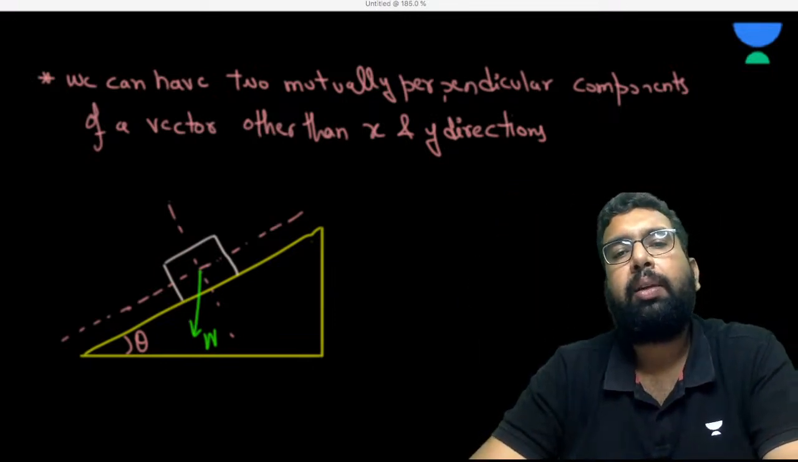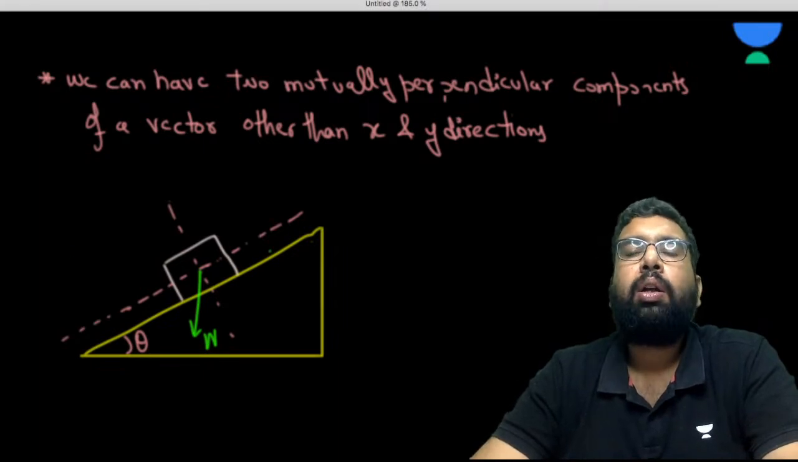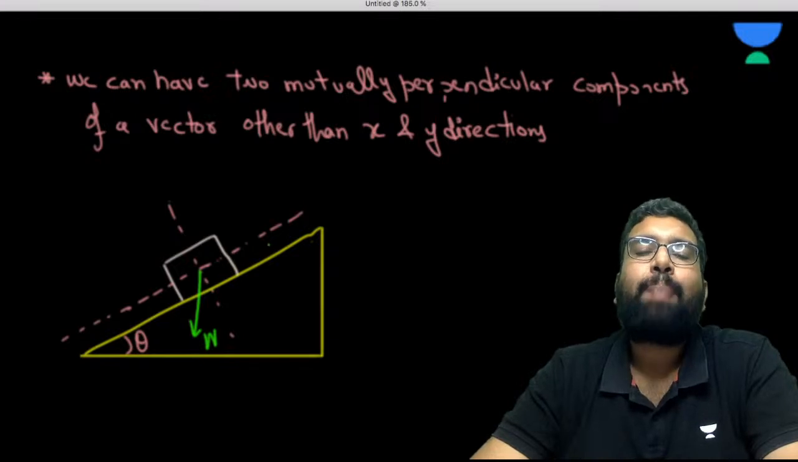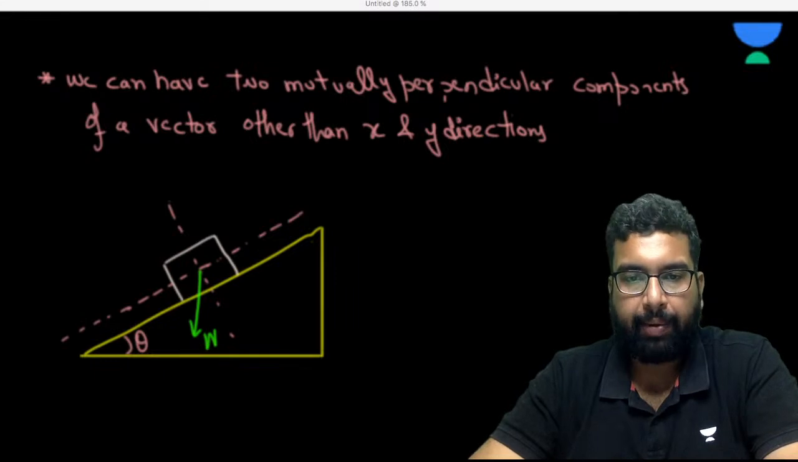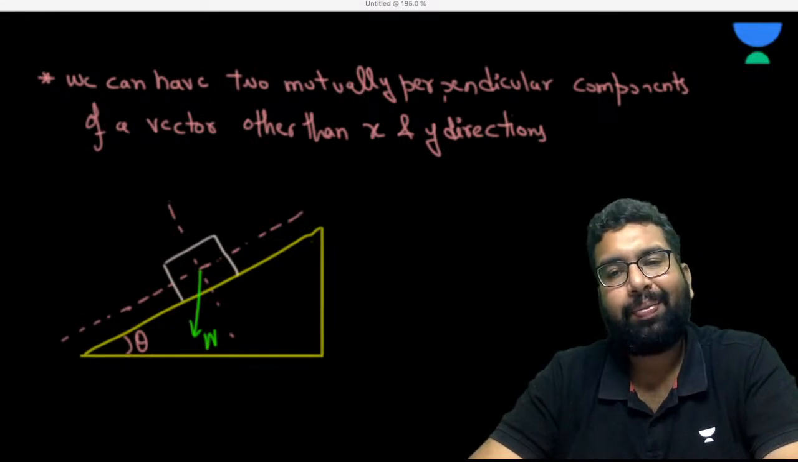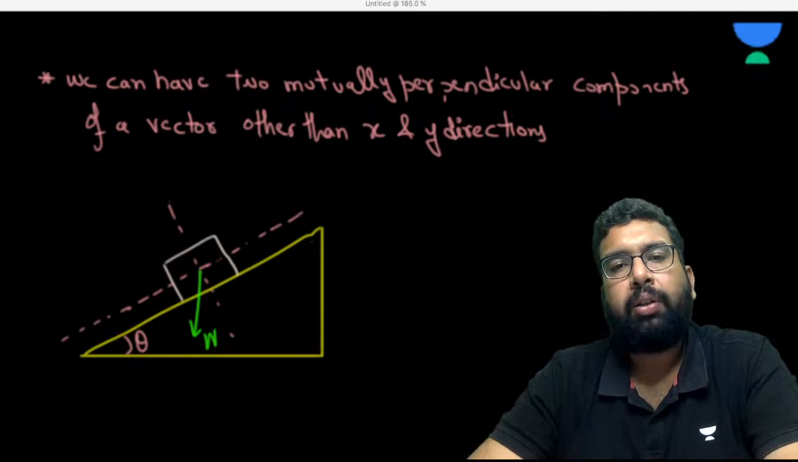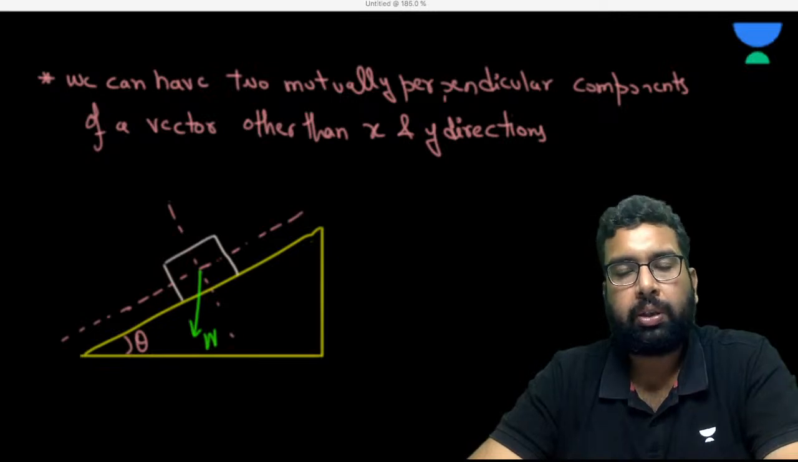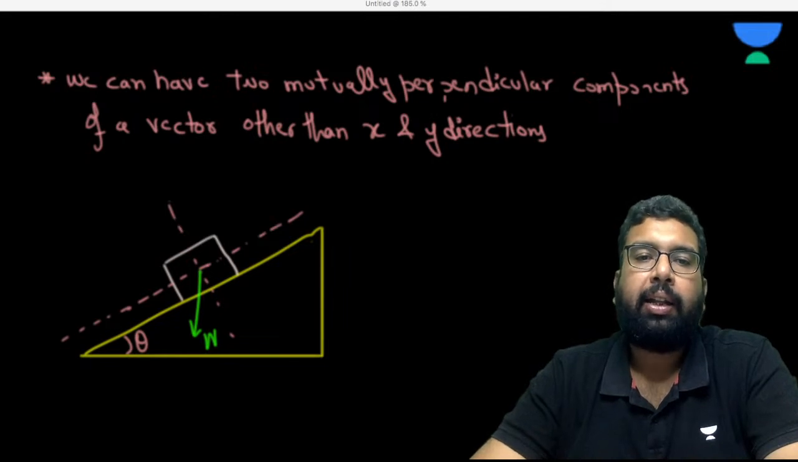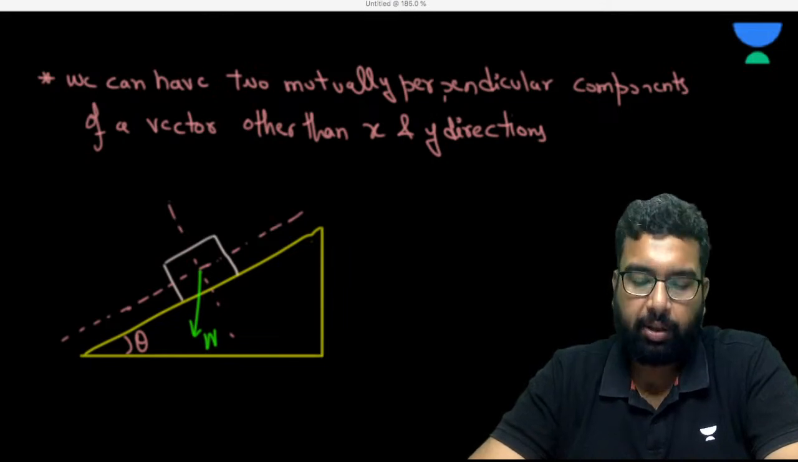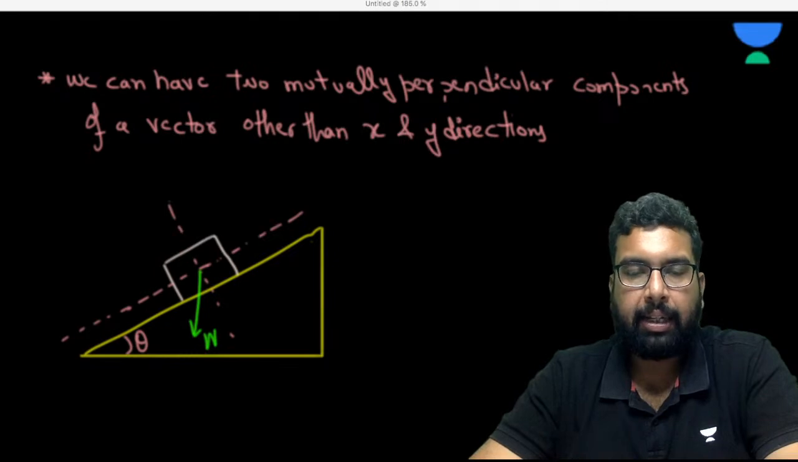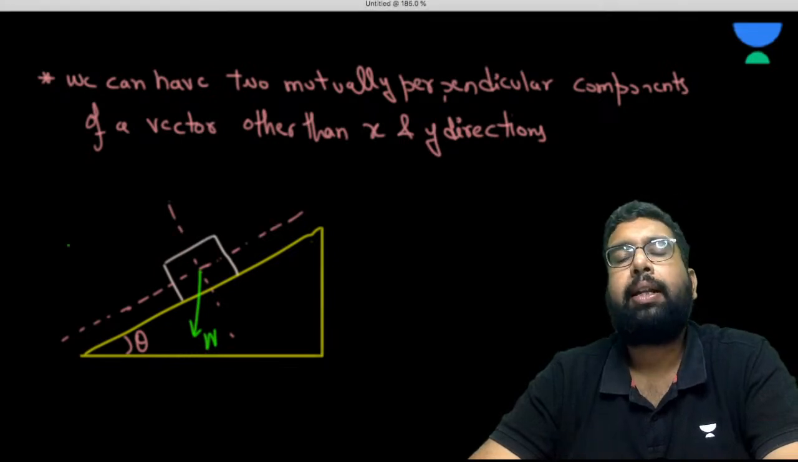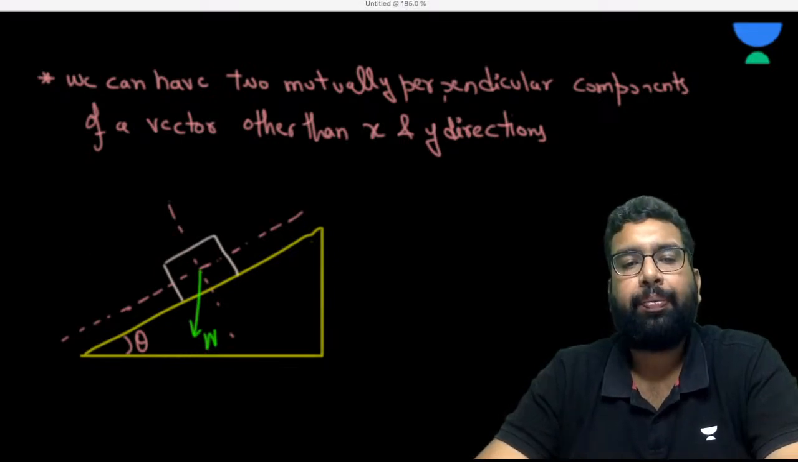So this is the weight W, and now I want the components of this W in the axes parallel to the inclined plane and perpendicular to the inclined plane. I want the components of the weight in the direction parallel to the incline and in the direction perpendicular to the inclined surface. Can you try it for me?